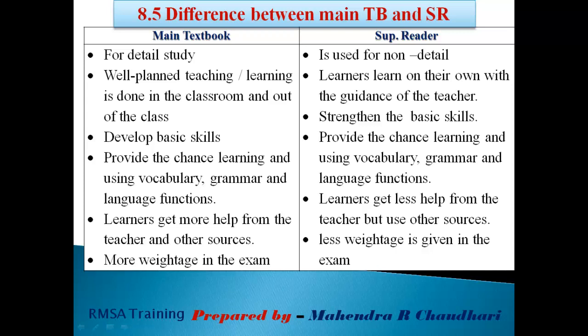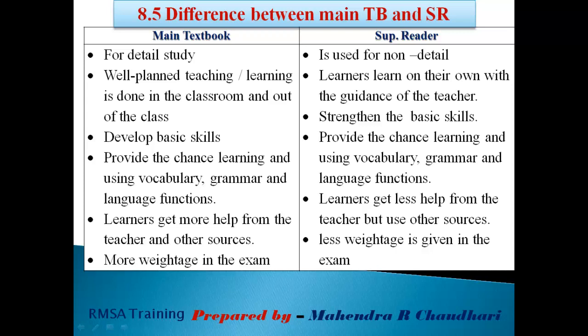Difference between main textbook and supplementary reader. Read the points. In the main textbook, it is for detailed study, whereas in the Supplementary Reader it is just used for non-detailed study. In the main textbook, well-planned teaching and learning is done in the classroom and out of the classroom. In the Supplementary Reader, learners learn on their own with the guidance of the teacher.